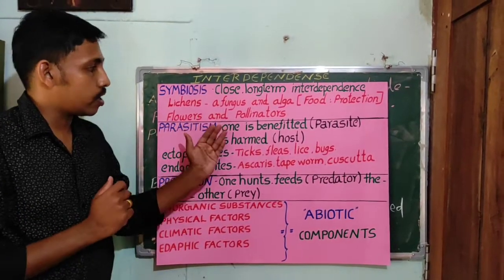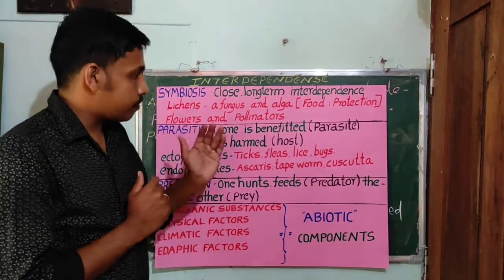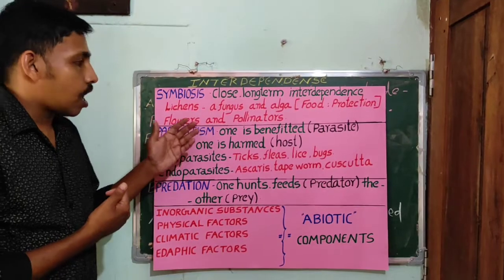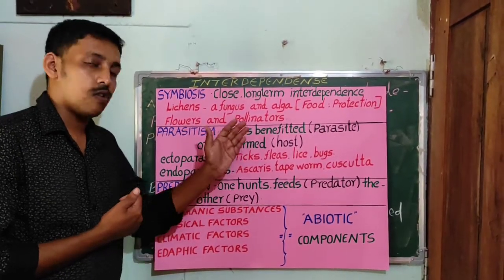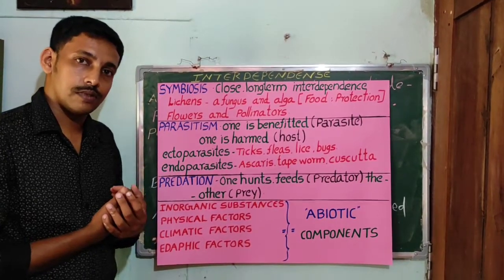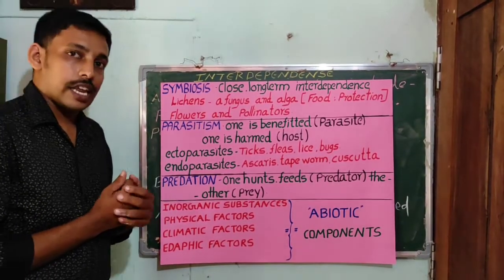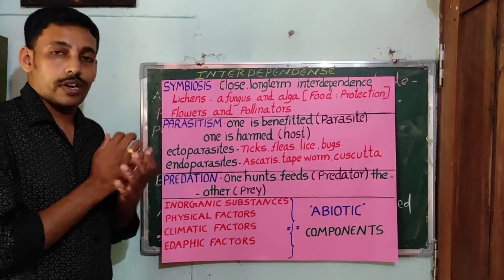So, one is benefited. The benefited organism is known as the parasite. And one is harmed, which is known as the host. And there are two types of parasites. There are ectoparasites and endoparasites.